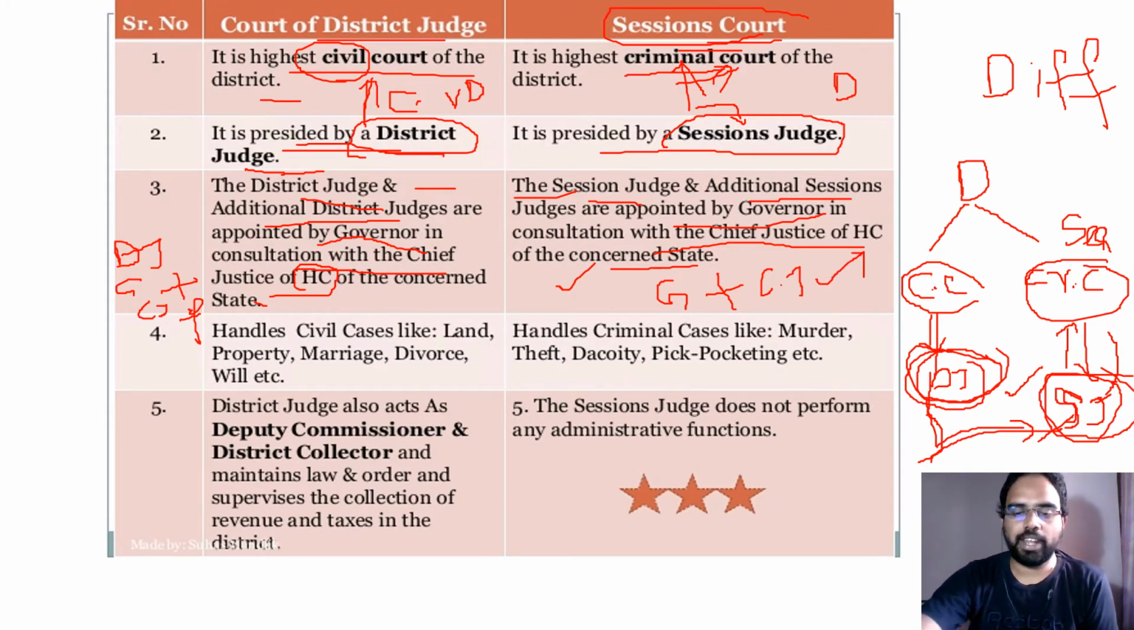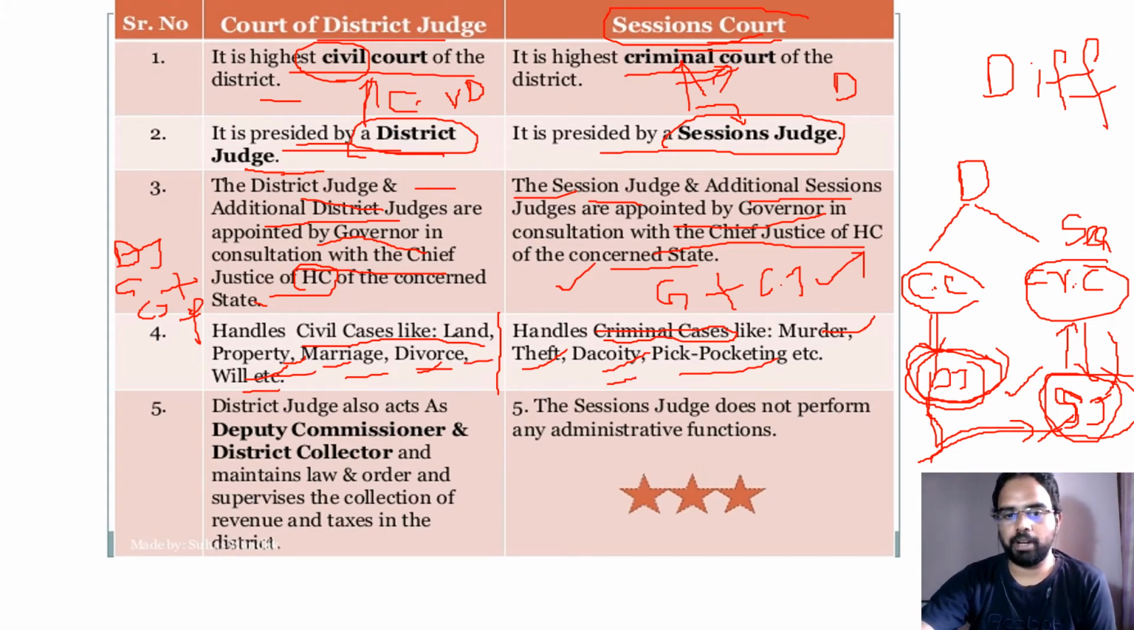And what exactly will this district judge or civil judge do? He will handle cases like land, property, marriage, divorce, will, and all such cases. So he will handle cases regarding property issues, marriage issues, divorce, wills, and all such issues. And if you take a sessions judge, he will handle criminal cases where crime is involved, like murder, theft, dacoity, pickpocketing, all such cases. So that's the difference between a district judge and sessions judge.